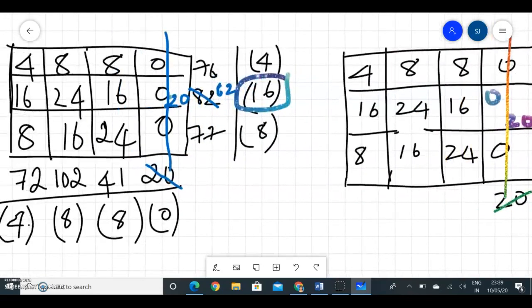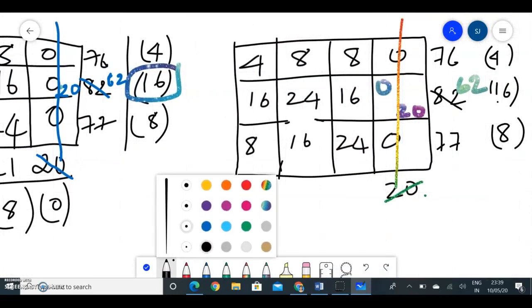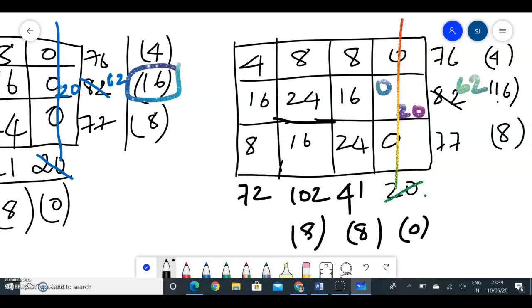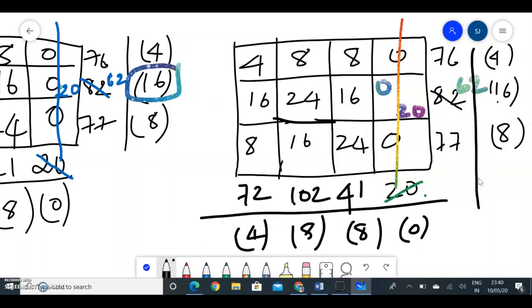So 8, 16, 24, 72, 102, 41. You have to write this 72, 102, 41. After writing this, the penalties should also be written. What are the penalties here? It was 8, here it was 0, and here it was 8 again, and here it was 4. So leave this one, please. See here, keep it here like this. The 62 is the remaining room. So this 62, you remember it.